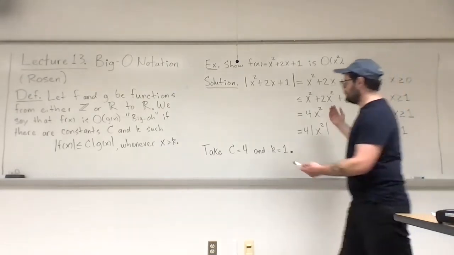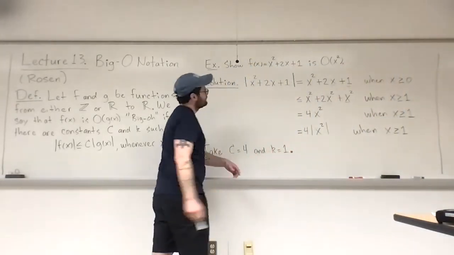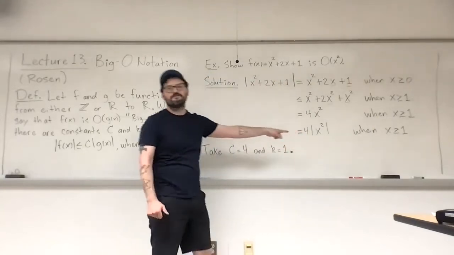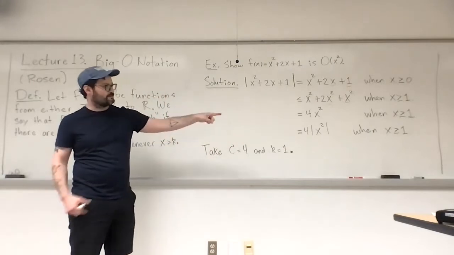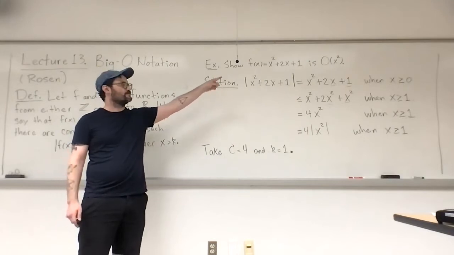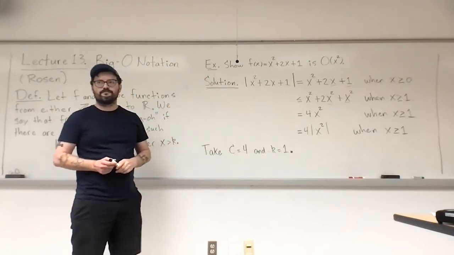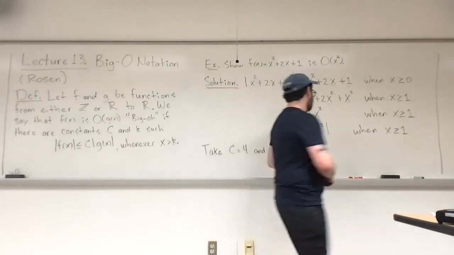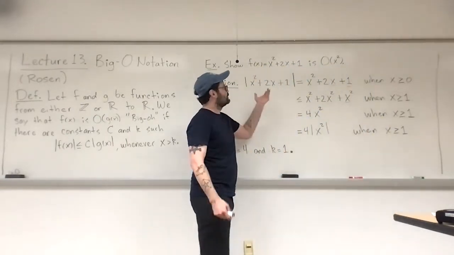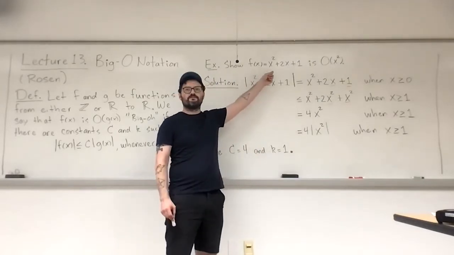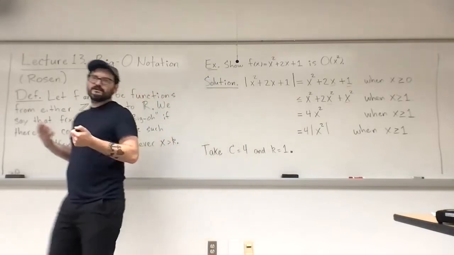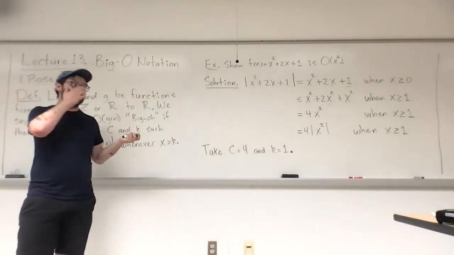So basically what's happening here is this thing gets bounded above by a constant multiple of x squared quite quickly. Right after x is greater than or equal to 1, 4 times x squared is going to be greater than or equal to that function. So it's a way of giving a measurement on the growth rate of this function. Now with relation to algorithms, how would this relate?